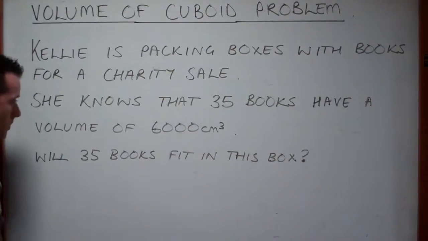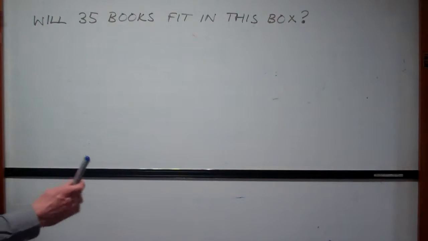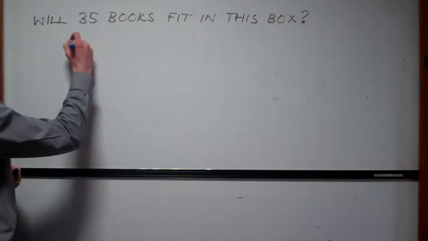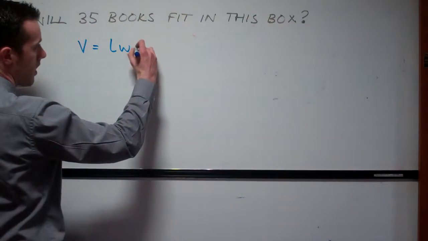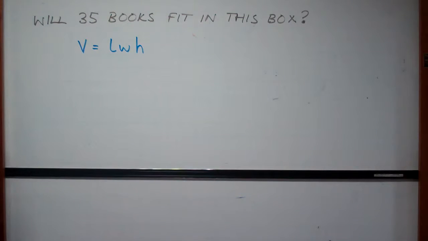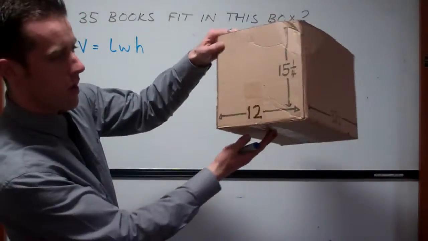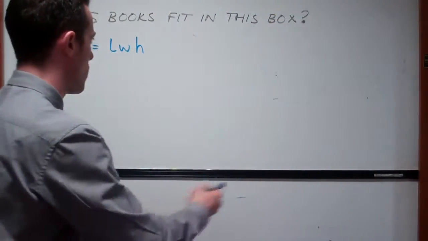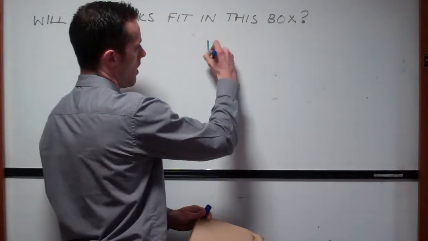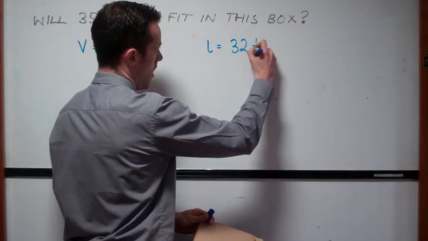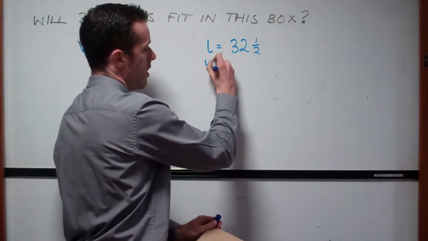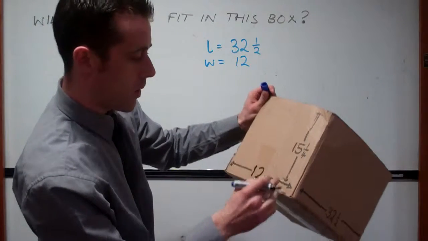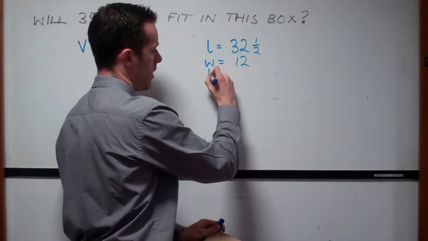Okay, so we know that the formula for the volume of a cuboid is given by length times width times height. So we need those three dimensions from our box. So let's have a look then. What do we have? We've got the length is 32.5. We have the width is 12. And we have the height is 15.25.